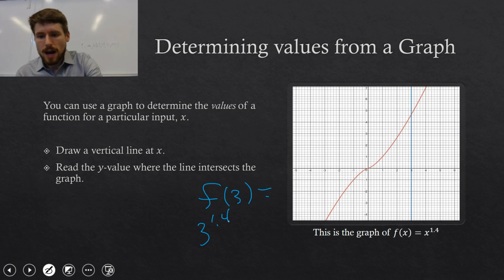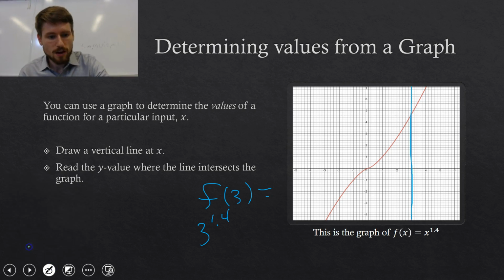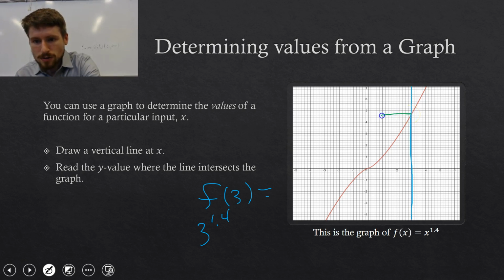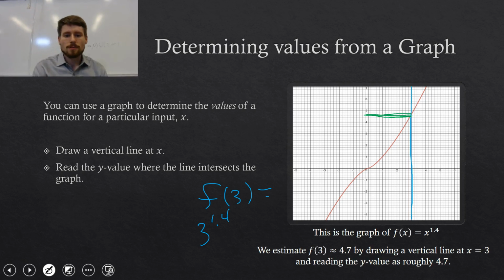But we can read it from the graph by drawing this vertical line right here at x equals 3, and then seeing where it intersects. So if we check out where it intersects, it's right up here at this y value. And if we want, we can draw a horizontal line across to see what the y value is at that intersection point. It looks like it's about 4.7, 4.6, something like that. And so that's how you can estimate the function's value from a graph. You draw that vertical line, see where it intersects, and then estimate the value.